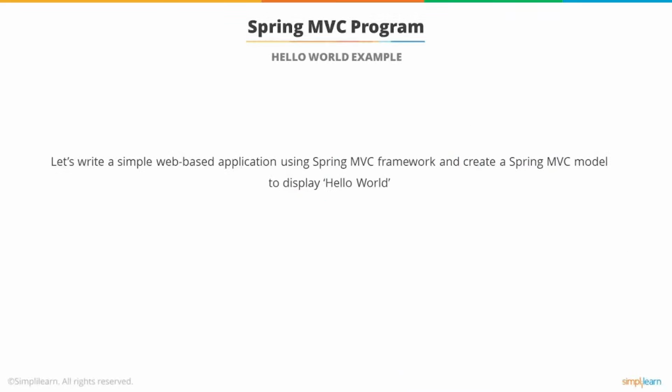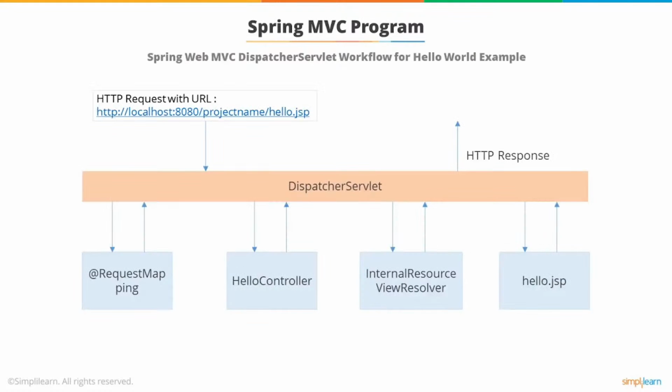Finally, the Spring MVC program. Let's write a simple web-based application using Spring MVC to create a Spring MVC model to display Hello World. So the request will come in here saying hello.jsp. We will use @RequestMapping.